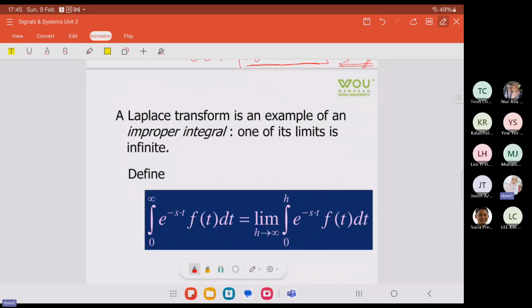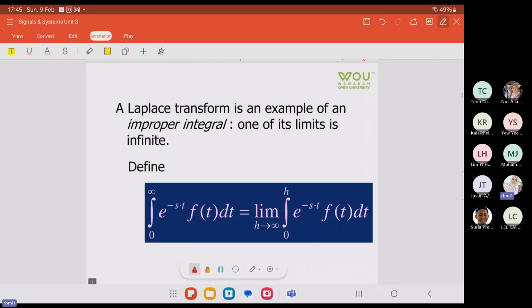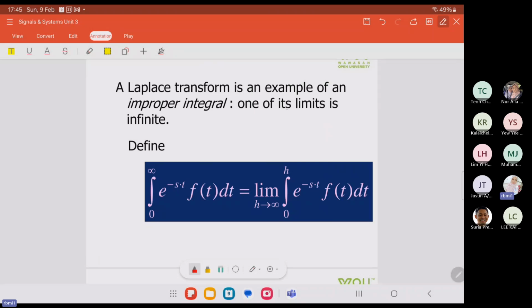The Laplace transform is an example of an improper integral, and one of its limits is infinity. Initially it is from 0 to infinity, and due to that we take the integral up to a limit at infinity. The rest just carries e to the power of minus st. This is the function f. It doesn't matter whether it is 1 or t, it can be 2t, just replace it in this f function.